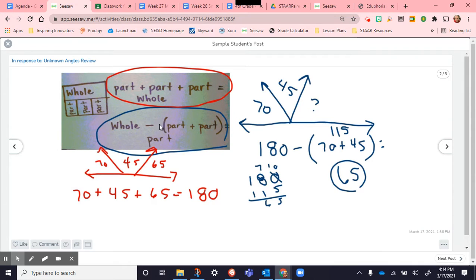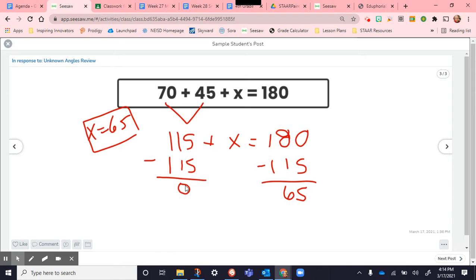Or sometimes you are given two parts, but you're missing the part and you have the whole. So you need to combine. So we're going to combine the 70 and 45. We got 115. Then you go and subtract that from the whole and you get 65. So here, I was showing the kids how this is kind of an introduction to algebra because you are finding that unknown measurement.